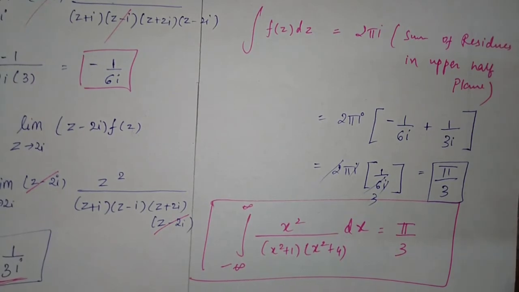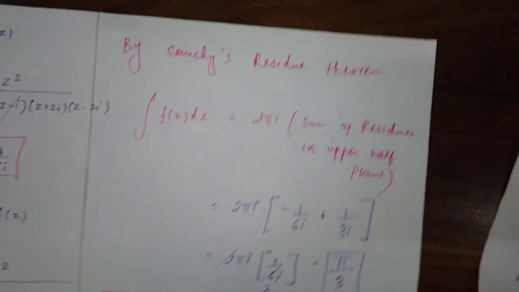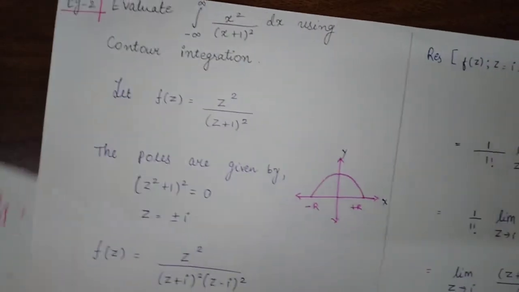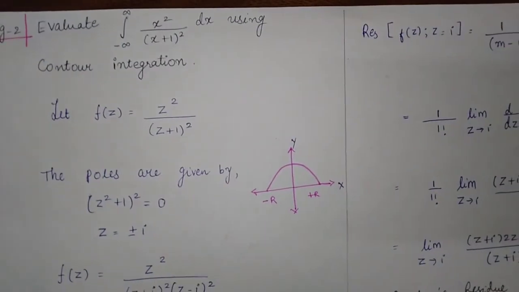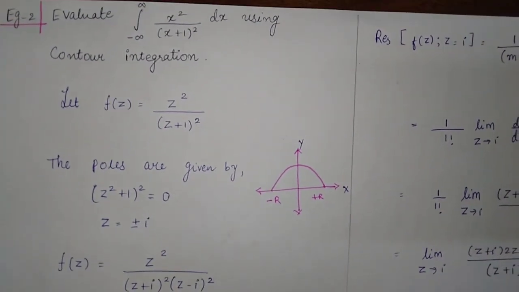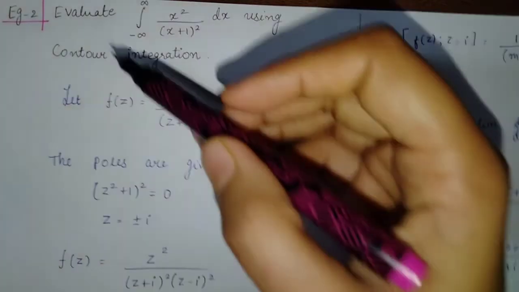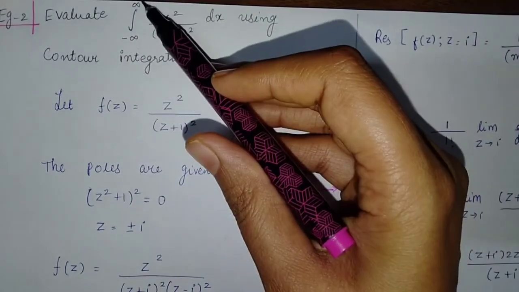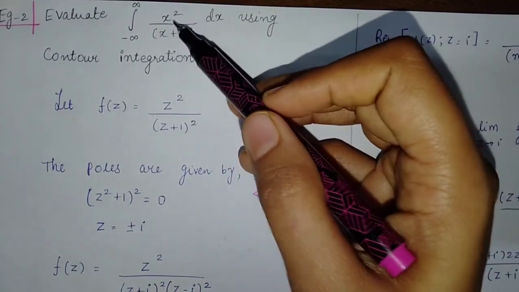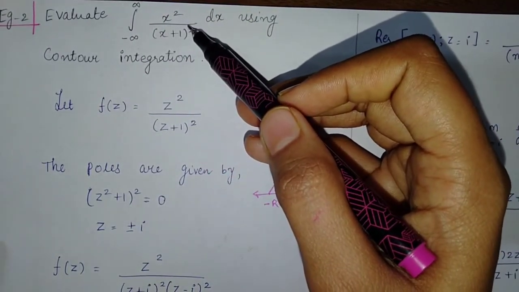So let us see another example. Example 2. Evaluate the integral from minus infinity to infinity of x square by (x plus 1) whole square dx using contour integration. So again, we can see that the limit is in the minus infinity to infinity form and the function is in the form of x. So we have to use this method.